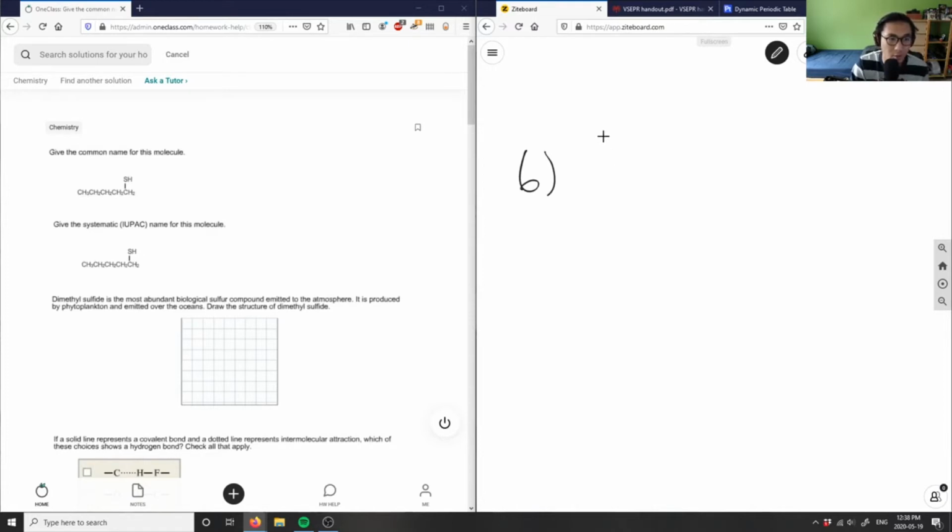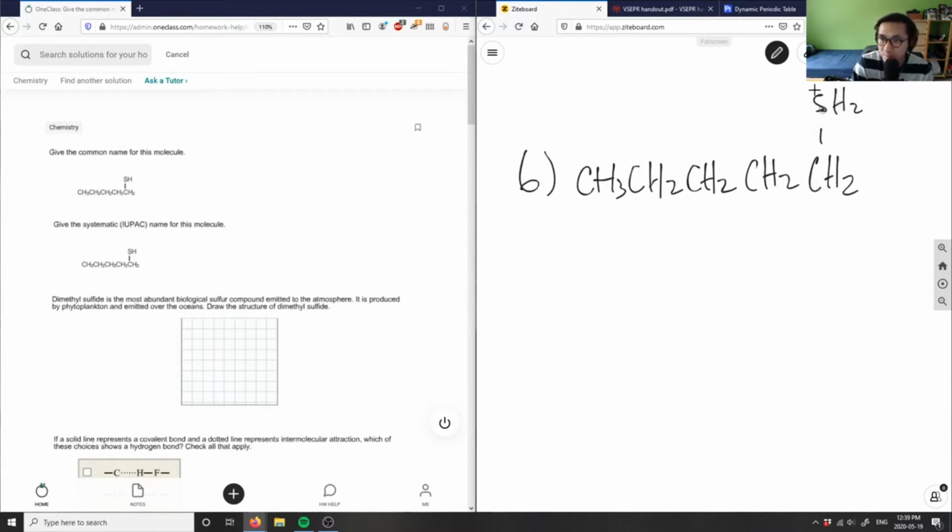So I want the common name and the systematic IUPAC name for the molecule, right? So I have CH3, CH2, CH2, CH2, and then this is bonded to SH. I want the IUPAC name, right? So figuring out my IUPAC chain, this here is a sulfur group, and then I'm going to count my carbons. I have 1, 2, 3, 4, and 5.